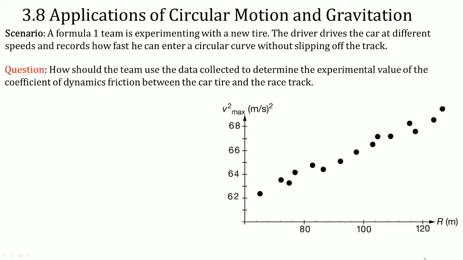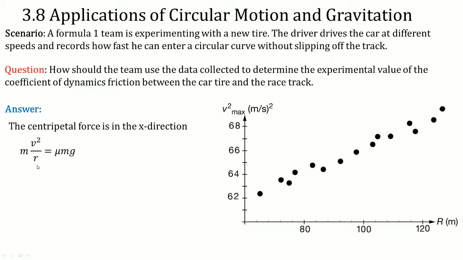Here's the data provided. You're essentially trying to solve for mu. Here's the answer. The centripetal force is in the x direction, so you can set up the equation. Here it breaks down to mv squared over r equals mu mg. The only force that is supplying the car to stay on the circular path is the force of friction, mu mg. The masses cancel out.